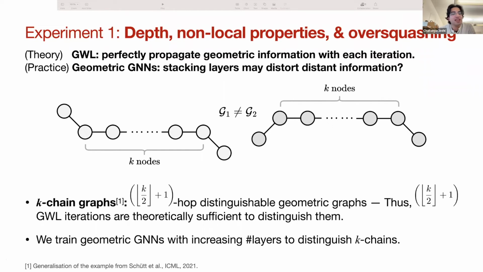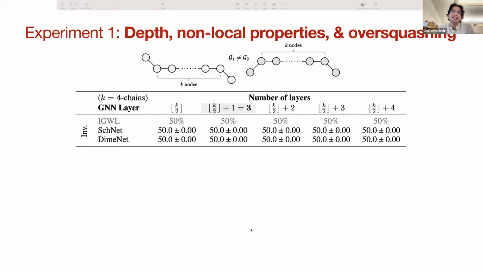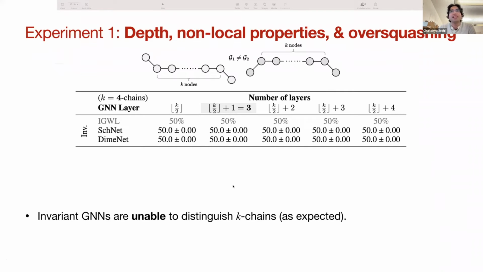And we train geometric GNNs with an increasing number of layers to distinguish these K-chains. It's a really simple task, but we already know that invariant GNNs like SchNet and DimeNet will fail at this task. So this is something expected, and we do see that through our experiments.